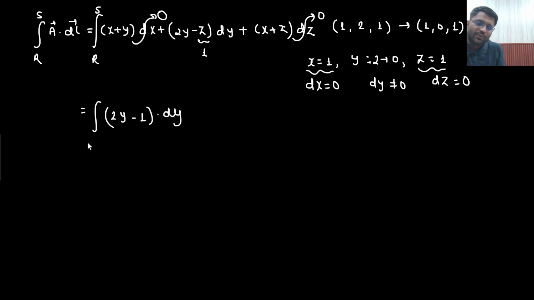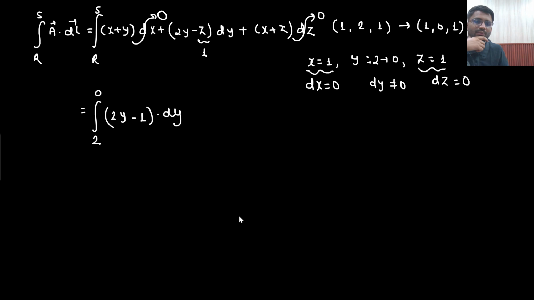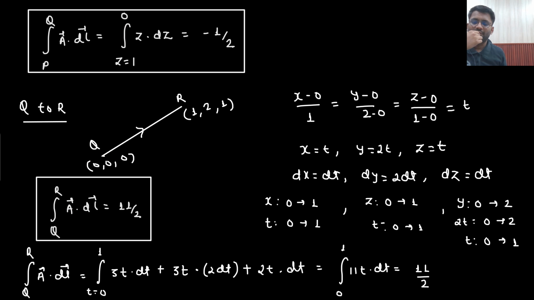So y is going from 2 to 0. Okay, so what answer are you getting? Y square minus y from 2 to 0 gives minus 2, right? Yes, minus 2. So when you add all of them, the answer is coming out to be 3, I guess. So yes or no? 8. What is 11 by 2? 5.5 minus 5.